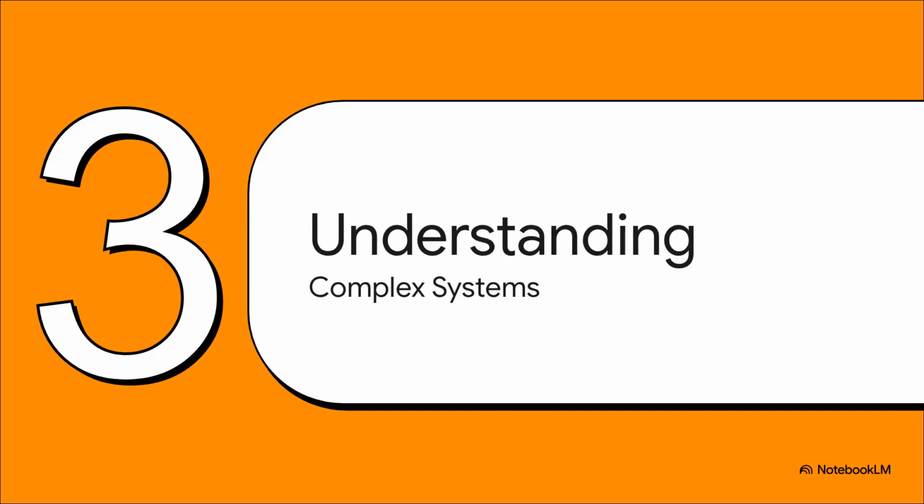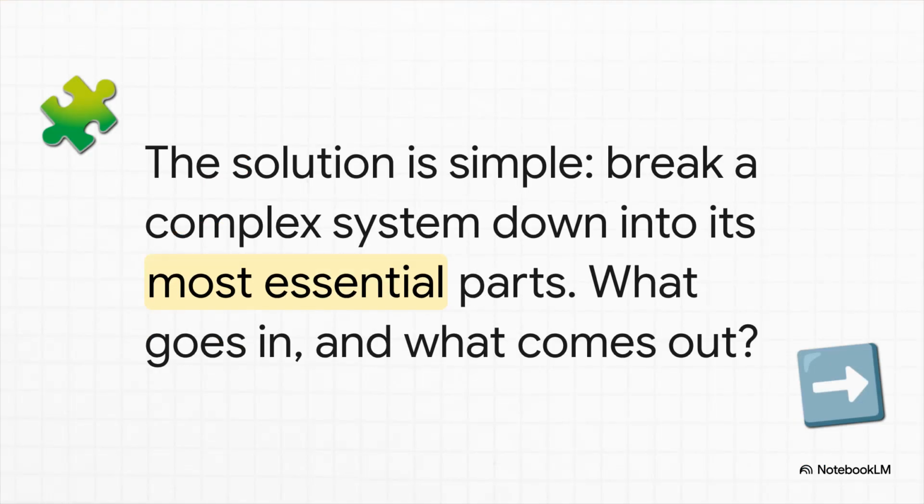Okay, so we've got the tiny things and the abstract things down. But what about stuff that's just huge and super complex? You know, like an entire biological process. Well, the strategy here is surprisingly simple. Instead of getting bogged down in every little detail, you just focus on the most essential pieces of the puzzle, what goes into the system and what comes out.